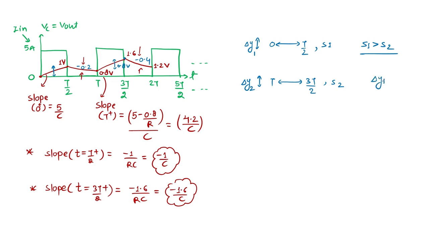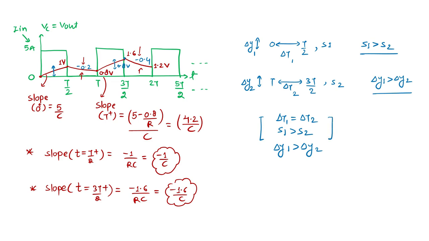Del y 1 is greater than del y 2 because these intervals are the same, del t 1 and del t 2 are the same. When my time intervals are the same but slope 1 is greater than slope 2, then obviously the y-axis will reach some higher value in that same interval. So this is the concept that I want to tell you here.